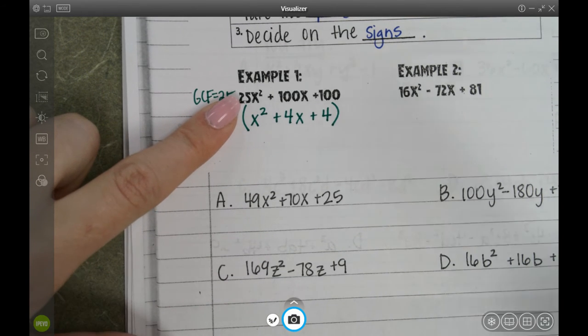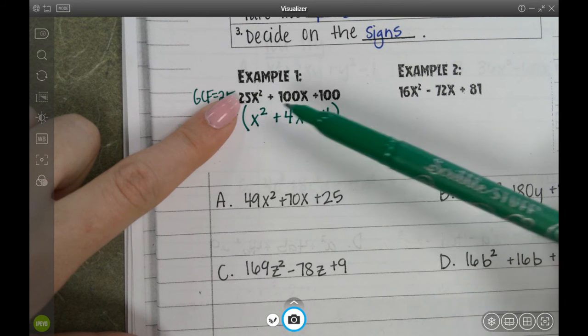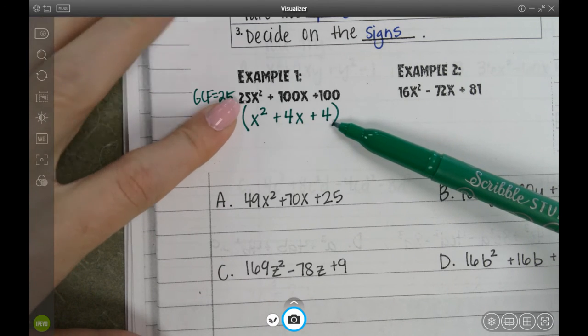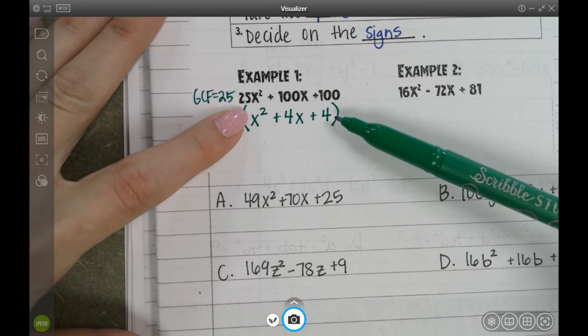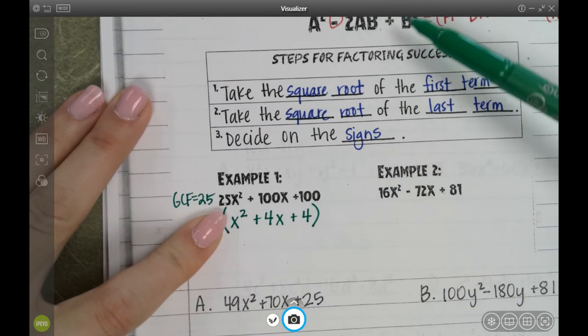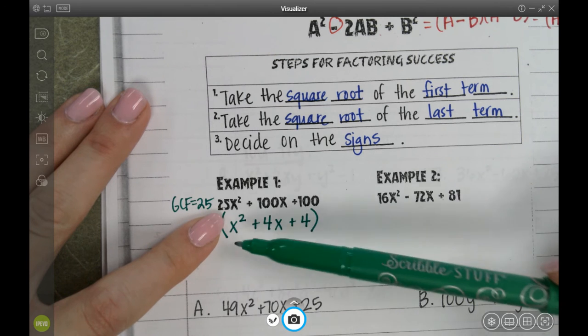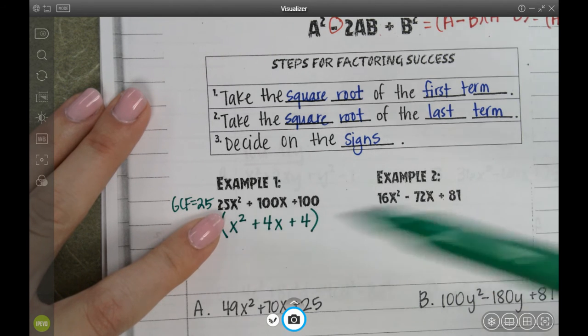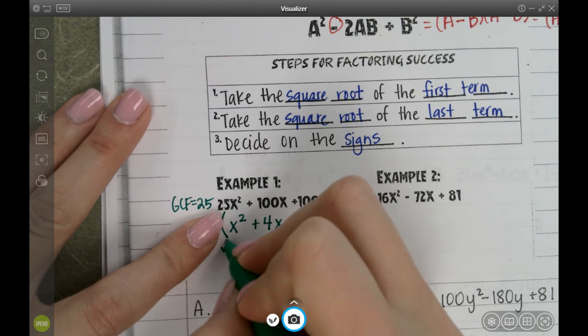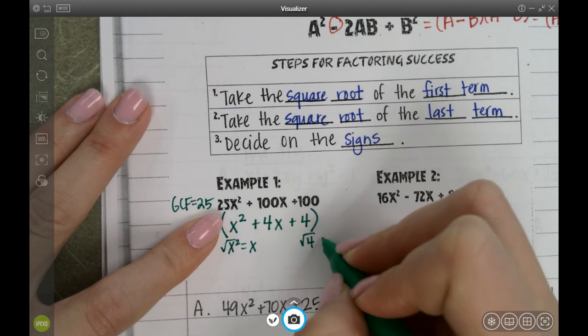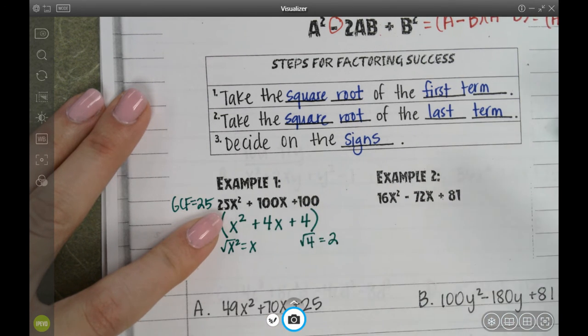Now looking at this, x squared is a perfect square, 4 is a perfect square. So that tells me, hey, it could be one of those perfect square trinomials. So now I'm going to check to see if it fits this description up here at the top. Okay, so what's my square root of x squared? X. What's the square root of 4? 2.